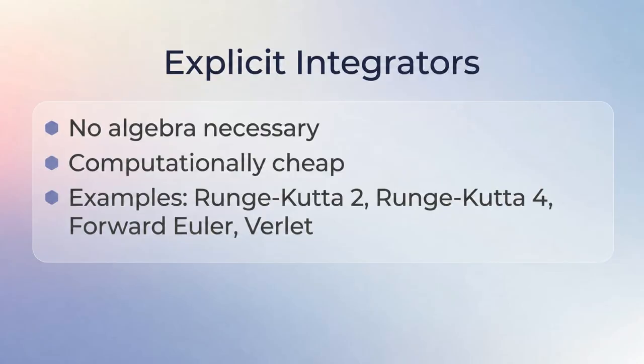Explicit integrators compute the next state from the current state without requiring solutions for unknown values, making them computationally cheaper than implicit methods. Examples of explicit integrators include Runge-Kutta 2, Runge-Kutta 4, forward Euler, and Verlet. While higher-order methods like Runge-Kutta sample the trajectory at multiple points within the time step to improve accuracy, they can still become unstable with large time steps or stiff systems, leading to energy growth.